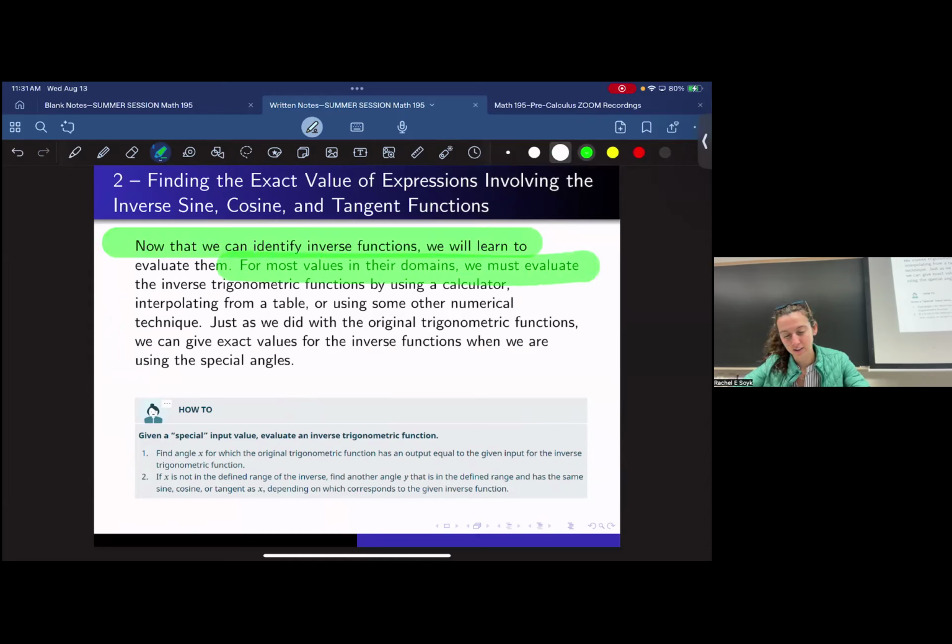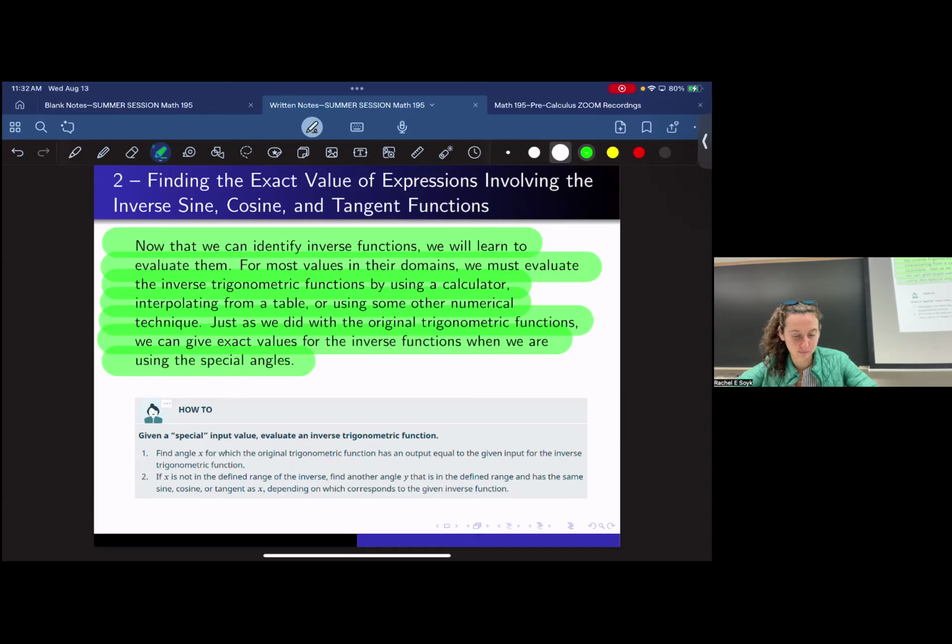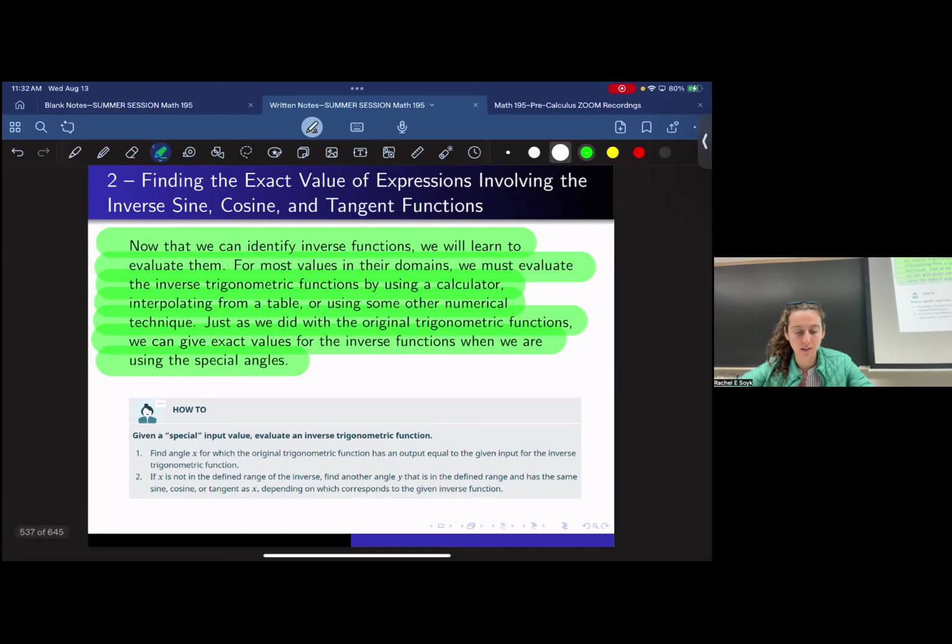Ariana, go for it. Now that we can identify inverse functions, we will learn to evaluate them. For most values in their domains, we must evaluate the inverse trigonometric functions by using a calculator, interpolating from a table, or using some other numerical technique. Just as we did the original trigonometric functions, we can give exact values for the inverse functions when we're using special ideas. Good, thanks. So yeah, we're still utilizing our 0, 30, 45, 60, and 90 degree angles.